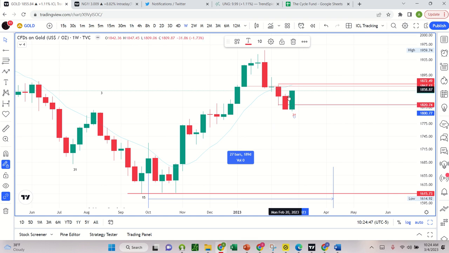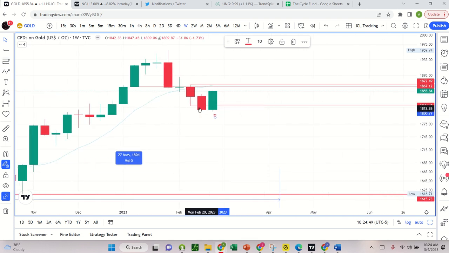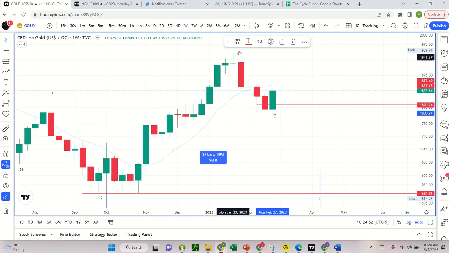And this is actually a bullish outside candle, to be clear. It made a slight lower low. And so the high here is on week 18. And so this is week 19, 20, 21. So this is week 22.